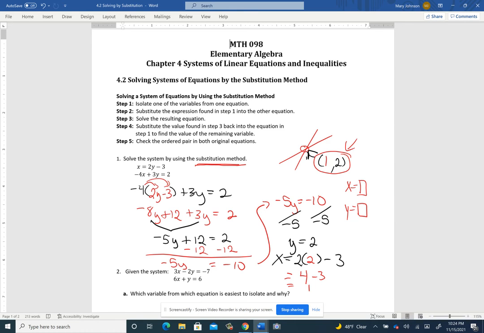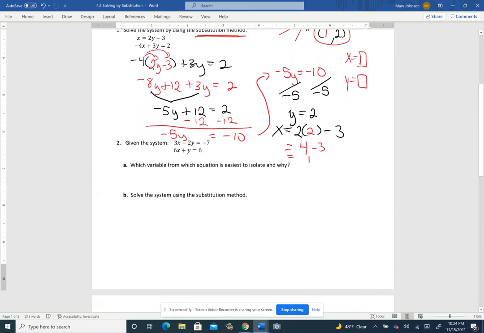Okay, so with question number 2, we're being asked which variable from which equation is easiest to get on a side by itself. So you don't always need to get the y on a side by itself. You could have the x by itself like we did on number 1. But on number 2, do you see how there's a 3 in front of the x, a negative 2 in front of the y, 6 in front of x, and then here there's an understood just 1? That's what you're looking for, is an understood 1 or negative 1 in front of a variable. That's going to be the easiest one to get by itself right there.